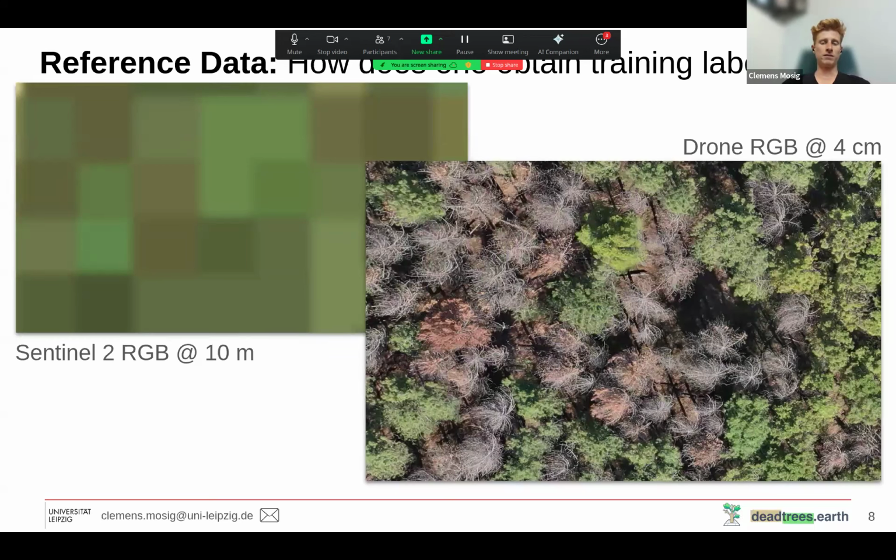So this is the exact same spot again in Spain, one time in a Sentinel-2 RGB composite and one time in drone RGB imagery, and you can really see that it's incredibly hard to figure out what's going on with Sentinel-2 imagery. But this drone imagery gives a clue of what we're going to do next, because we're going to use drone images as reference to then create training labels from Sentinel-2 data for Sentinel-2 data.